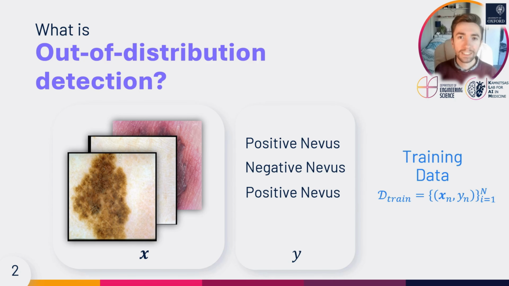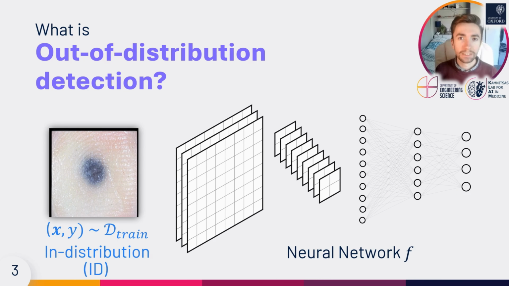So, consider the setting that I'm training a deep neural network for medical image classification, such as diagnosing skin lesion images, with a set of images and corresponding labels, which makes up my training data. Once a model is trained, it could be applied to unseen images from the same distribution as the training data, which we call in distribution, or ID.